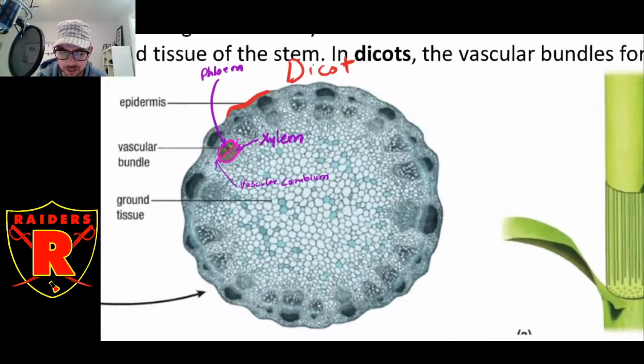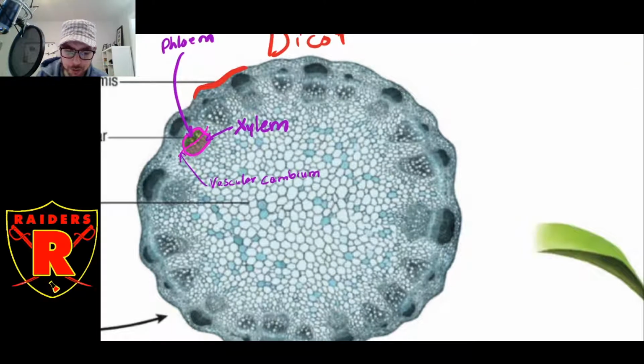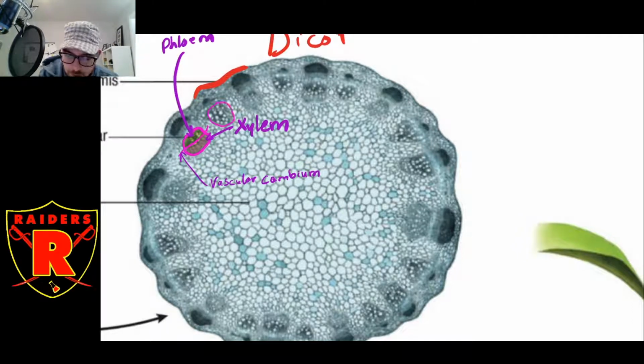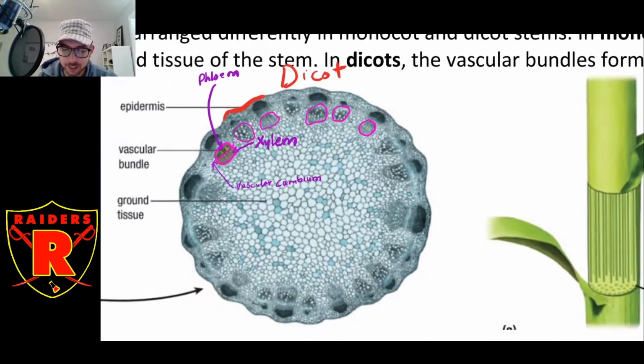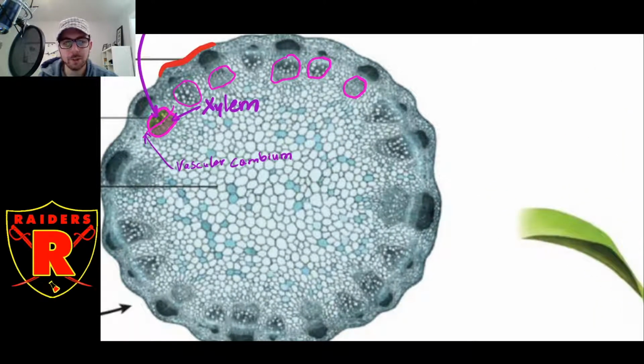So this is a dicot stem, and you'll notice that the vascular bundles are all around the outside of the stem. Here's another vascular bundle, and another, and another, and another. So they're in a ring around the outside in a dicot. The center is usually some type of sclerenchymal tissue, parenchymal tissue. It's basically structural tissue that's found in the center.